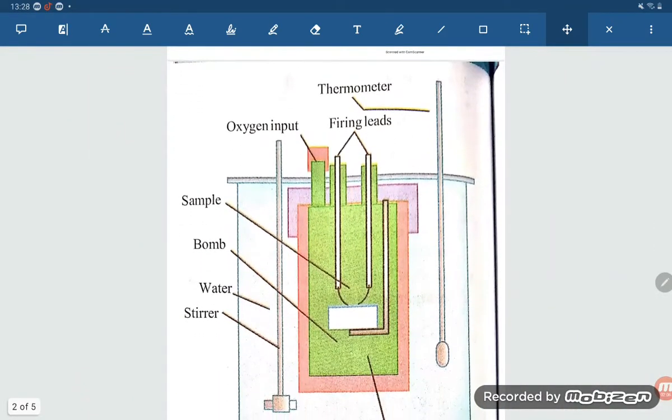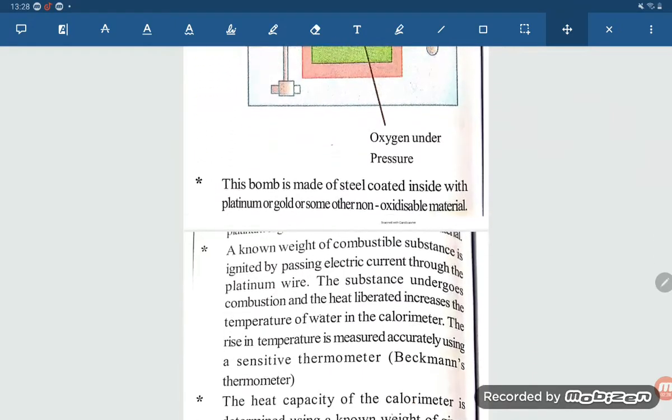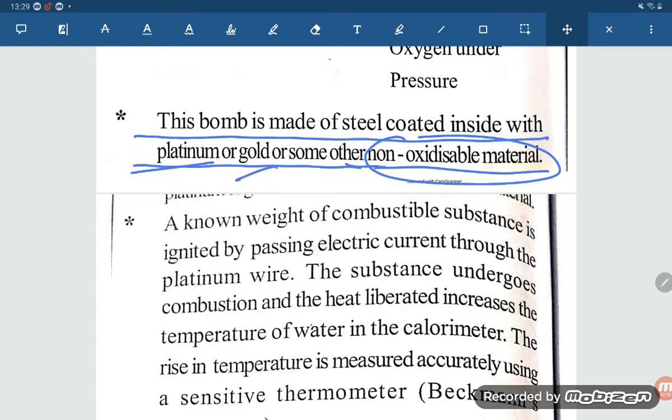Here is the diagram, students, for the bomb calorimeter. The thermometer is fitted on the right side of the container, and there is the oxygen inlet, which is supplying oxygen for the combustion reaction. The sample is taken inside the bomb, which is down below. Water and a stirrer are available in this one. The bomb calorimeter is made up of steel coated inside with platinum or gold or some other non-oxidizing metal.